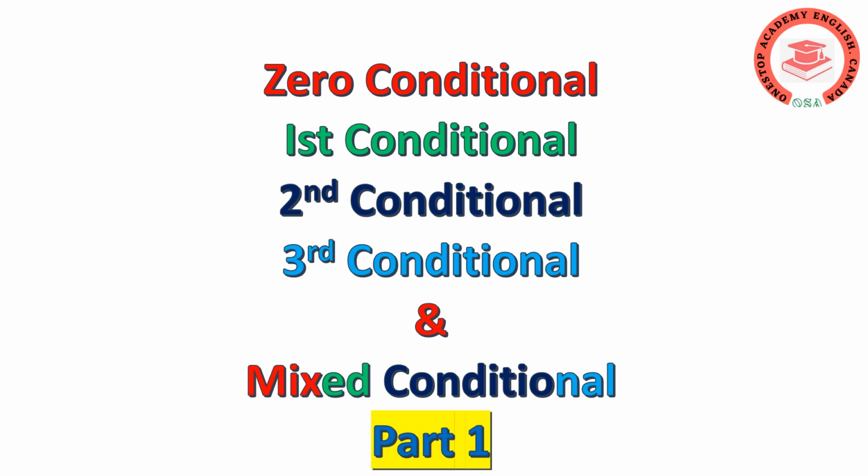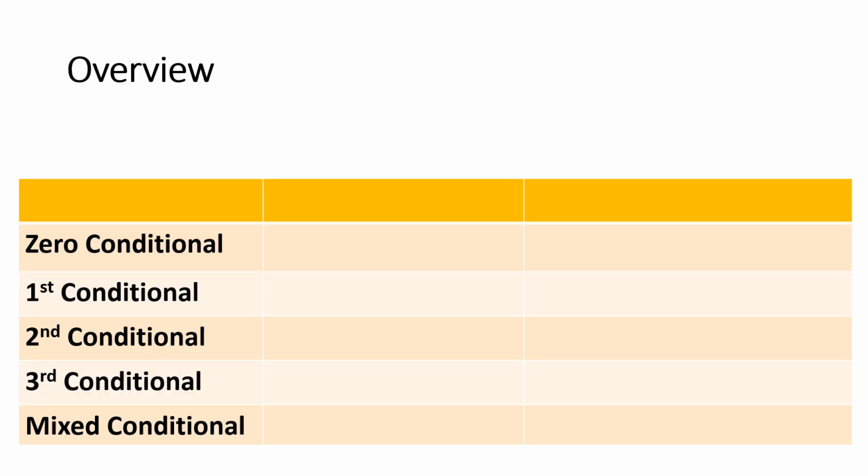Today you will learn about the four conditionals and mixed conditionals in English language. Let's begin with a general overview of the conditionals. As the lesson continues, we will dive into the details. In English, we have four conditionals: zero conditional, first conditional, second conditional, and third conditional. We also have mixed conditional, and I will talk about it in the end.